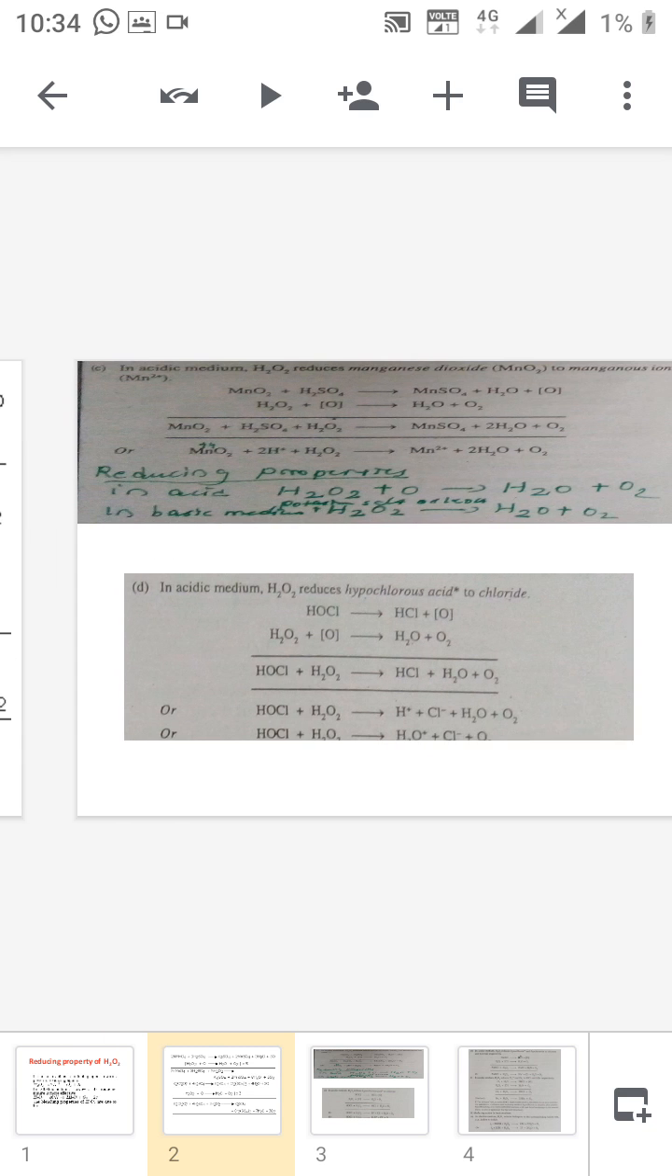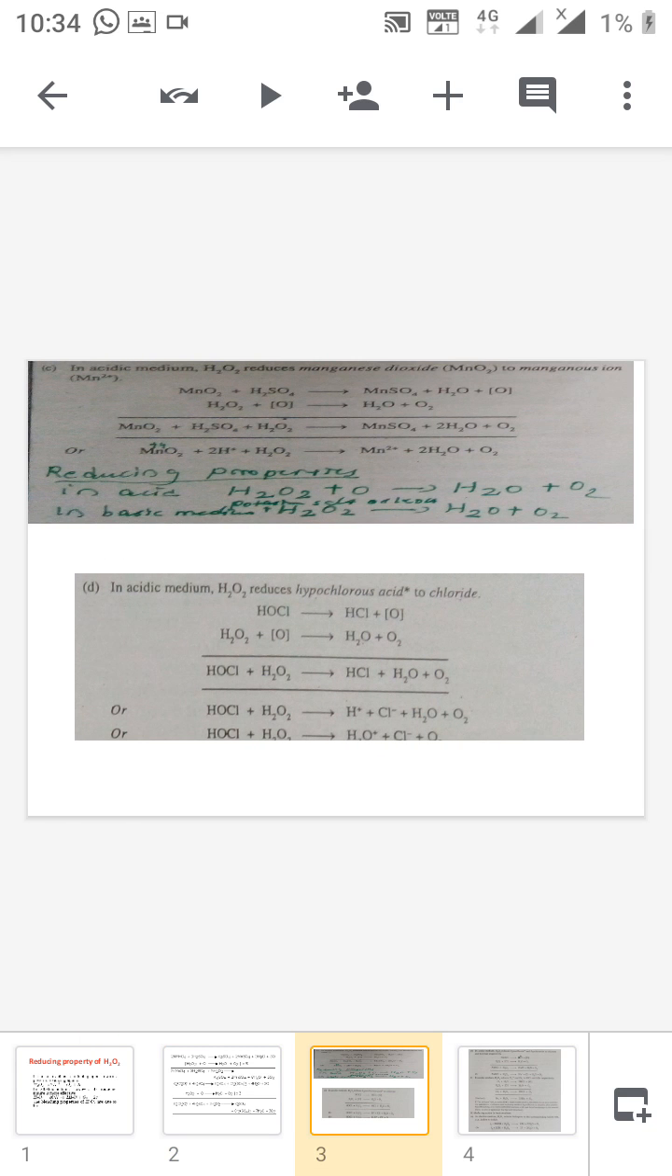Next is the reduction of manganese dioxide to manganese ion. Here MnO2 reacts with sulfuric acid and we will get MnSO4, water and nascent oxygen. This nascent oxygen reacts with hydrogen peroxide to form water and oxygen. So the difference is that in acidic medium, hydrogen peroxide reacts with nascent oxygen and we get water and oxygen, whereas in alkaline medium hydrogen peroxide will give water and oxygen.